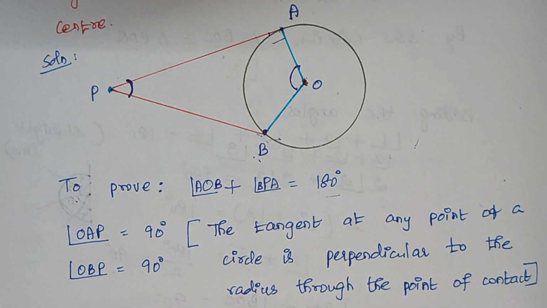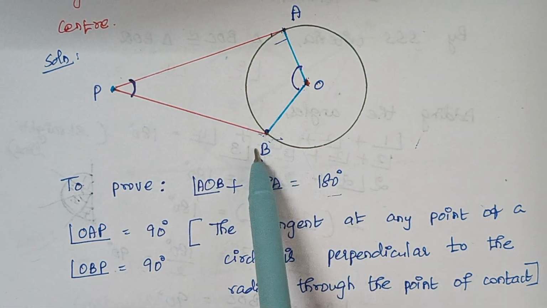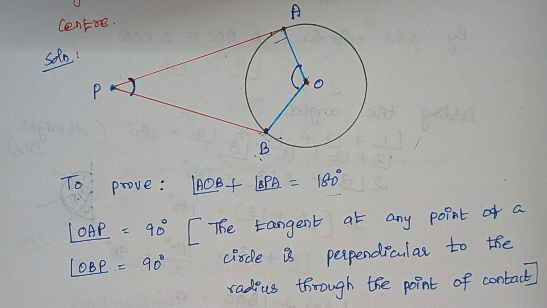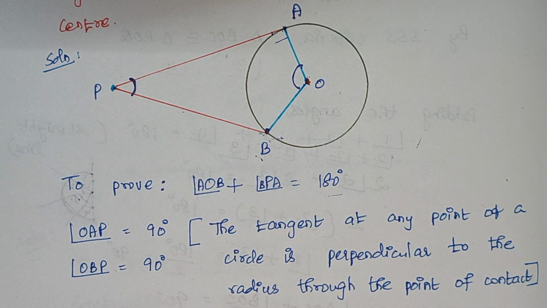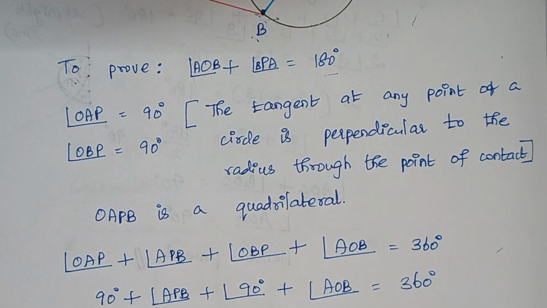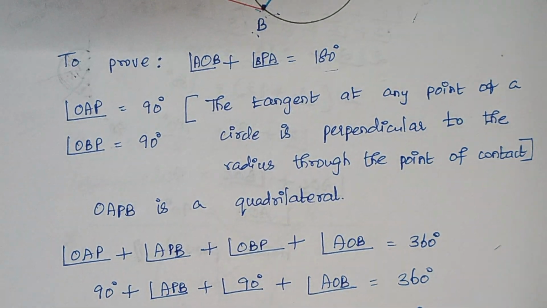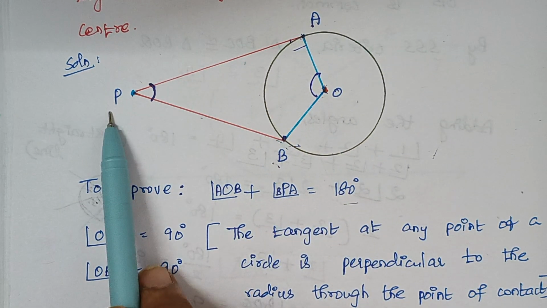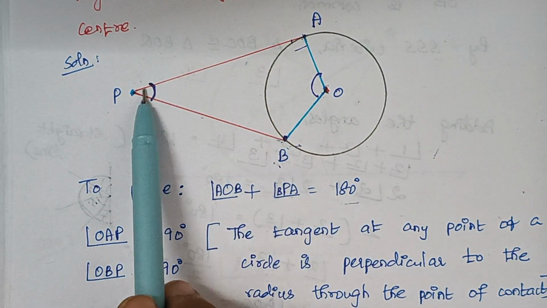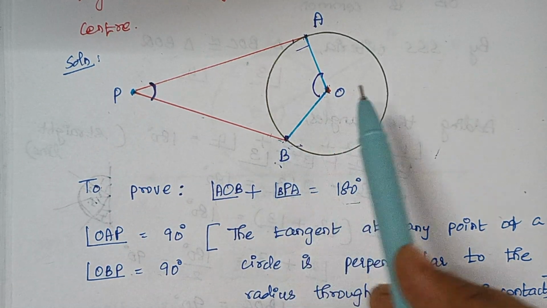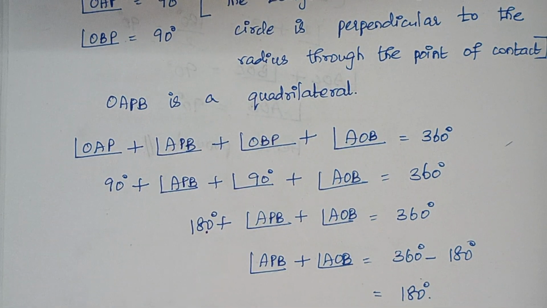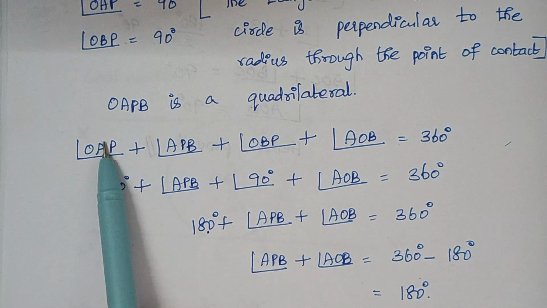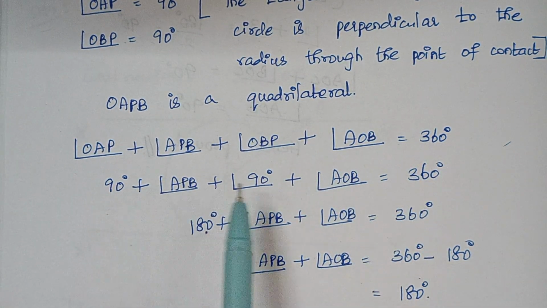When you look at this diagram, you see this is a quadrilateral. It has four sides: 1, 2, 3 and 4. What is the sum of angles of a quadrilateral? It is 360 degrees. So write down all the angles here: OAP, that is angle A, APB, angle P, then PBO, angle B, then BOA. Write all the angles and the summation is equal to 360. We know angle A and angle B are 90 degrees, so just substitute the values.